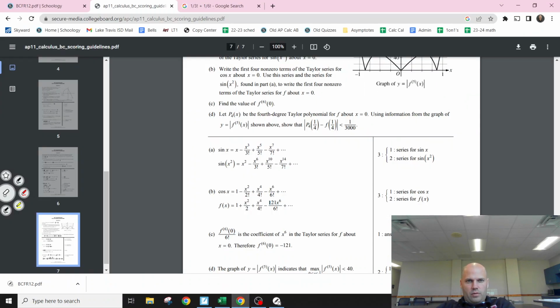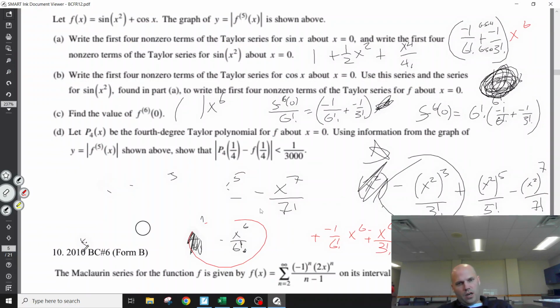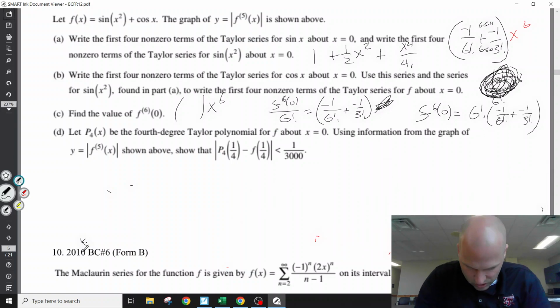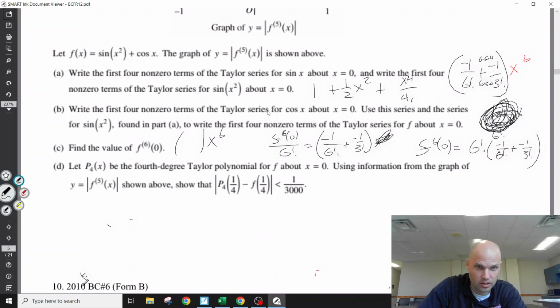Well, let's look at the point distribution. 6 points for just writing sine x and its composition and cos x. I guess they wanted you to add the things together, which is the tricky part. 1 point for getting this answer, which was tricky. Now, error on a non-alternating series is still related to the next term. You have to be within an amount of the next term, where the next term has a max value rather than a specific value. Like, here's the fifth derivative of x shown here.